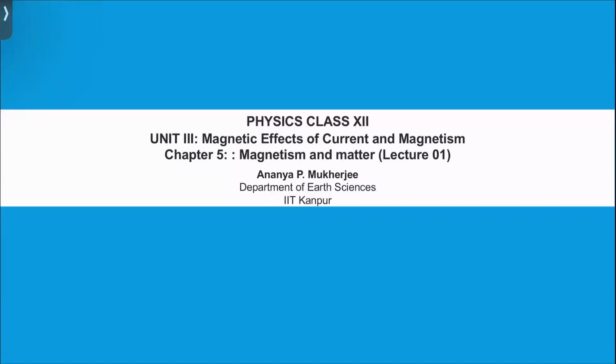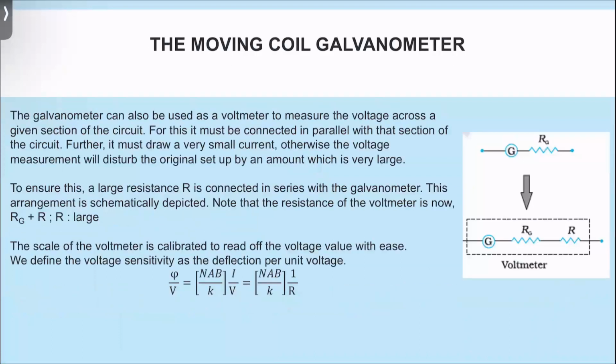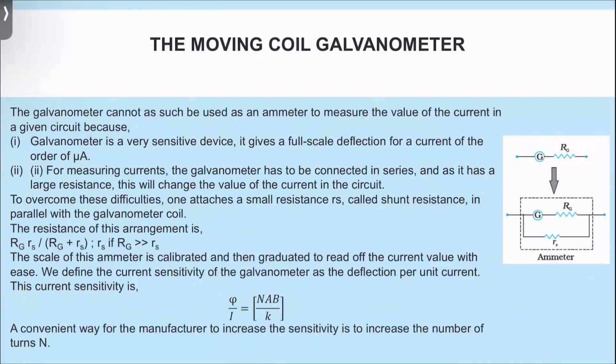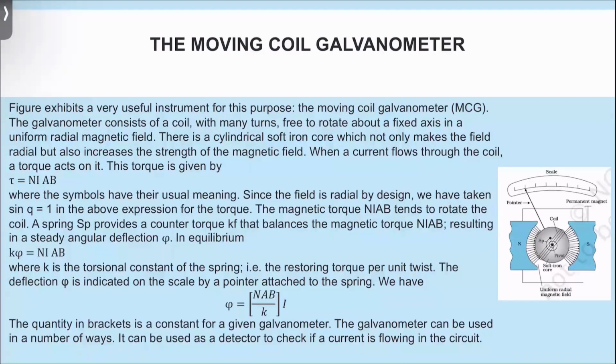This is going to be the lecture for magnetism and matter, the fifth chapter of Unit 3, magnetic effects of current and magnetism. We got disrupted in the last class where I was talking about the moving coil galvanometer, so I'll quickly go through those slides again, and then we will start with the fifth chapter.